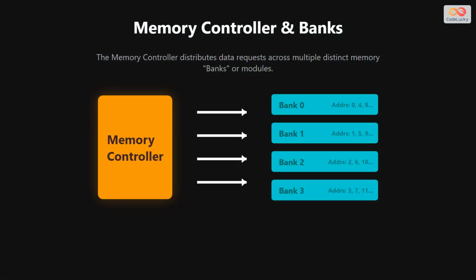Let us look at the hardware structure. The memory controller connects to multiple memory banks. Each bank handles a specific range of addresses. For example, Bank 0 might handle address 0, Bank 1 handles address 1, and so on. The controller acts like a traffic director, sending requests to the appropriate bank based on the memory address the CPU needs.